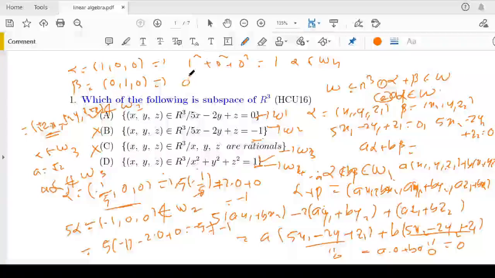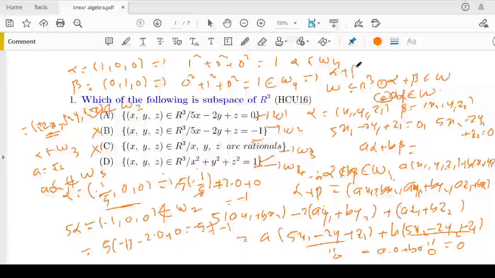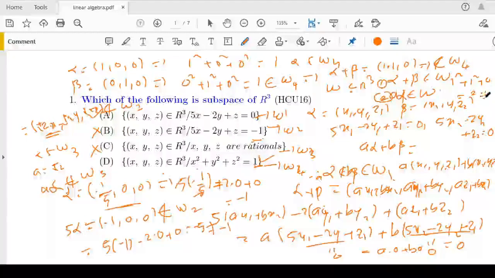This implies that 0 square plus 1 square plus 0 square equals 1, which also belongs to W4. But we know that alpha plus beta equals (1, 1, 0), and this alpha plus beta does not belong to W4, since 1 square plus 1 square plus 0 is equal to 2, which is not equal to 1. Therefore, option D is also wrong. Therefore, option A is a subspace of R3.